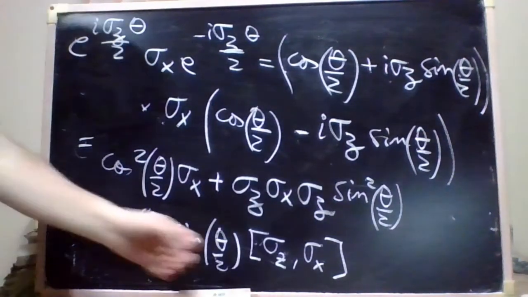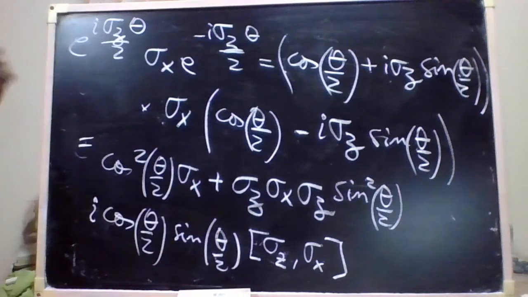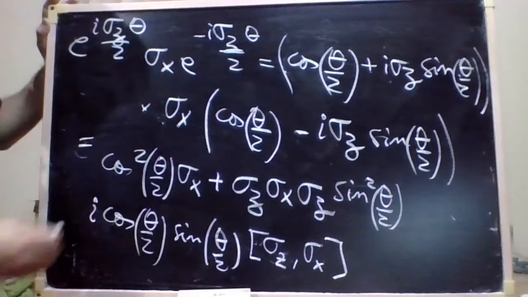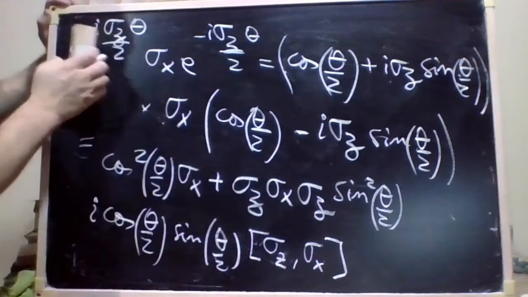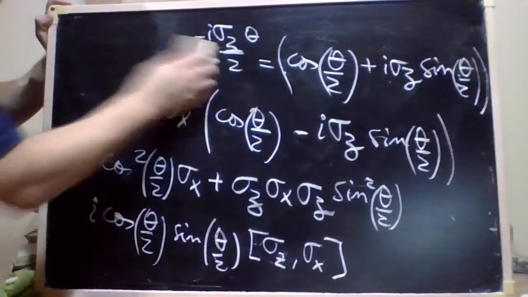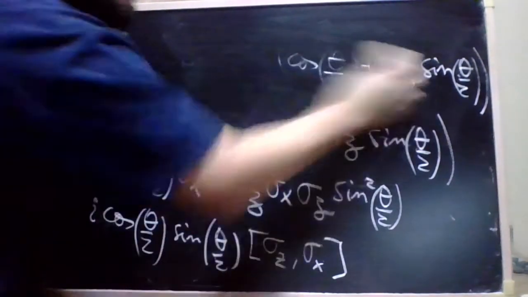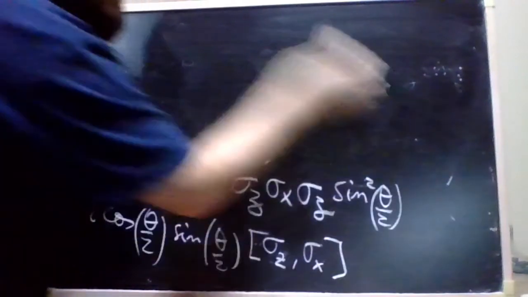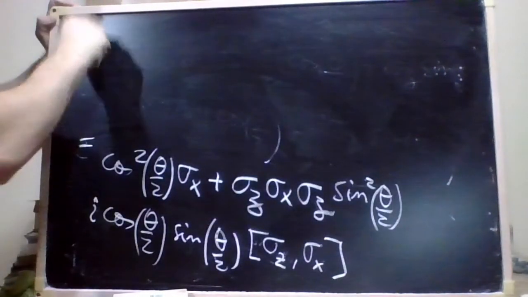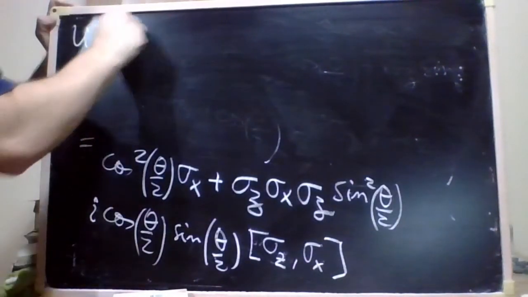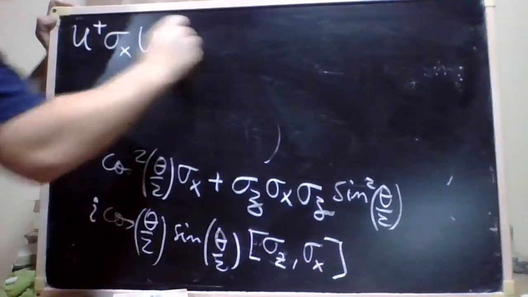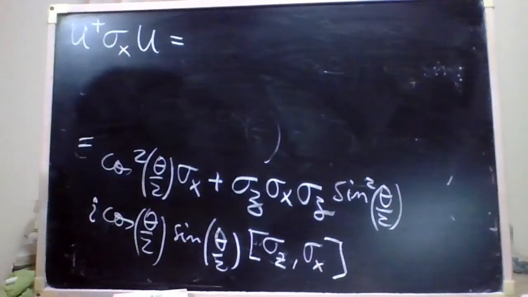All right. So I have this result here. Keep that in mind. I will just use the top, the board here. So I am trying to do U dagger, sigma x, U. This is the operation I'm trying to do.